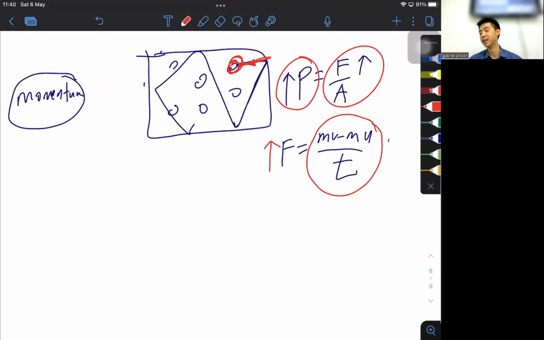Okay, but anyways, this is something that you must know, guys. It comes up very, very often in the exam. Okay. And what else do you need to know?